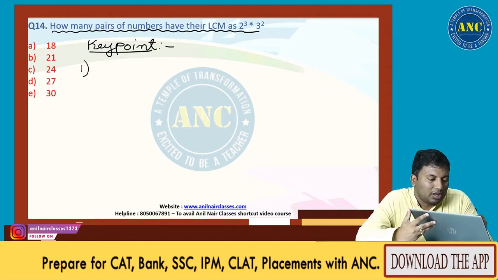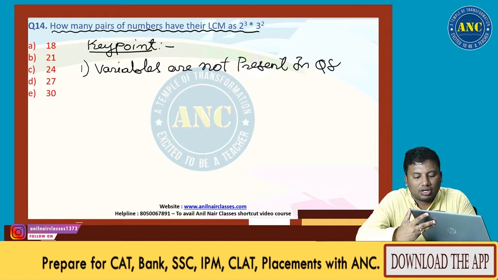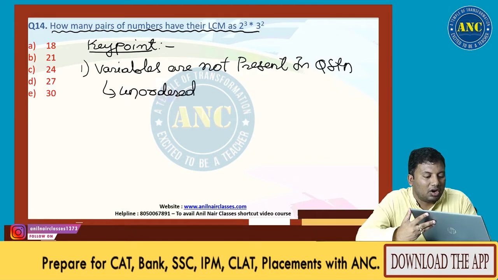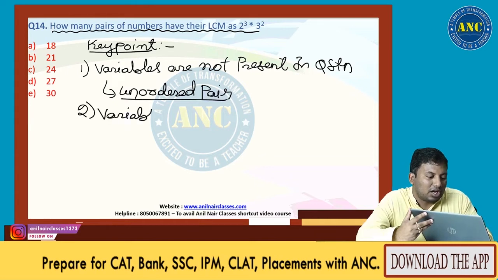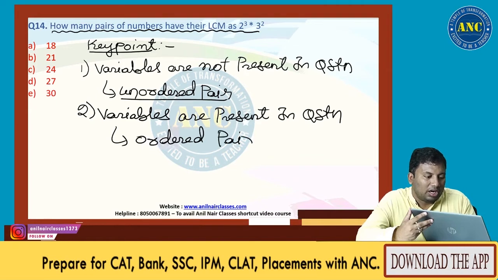Key point 1. If variables are not present in the question, then it is an unordered pair. If variables are present in the question, then it is an ordered pair. This is where the maximum number of students get confused.